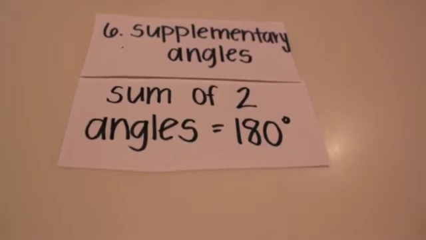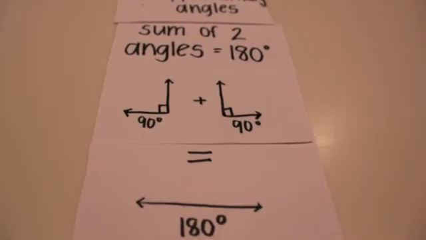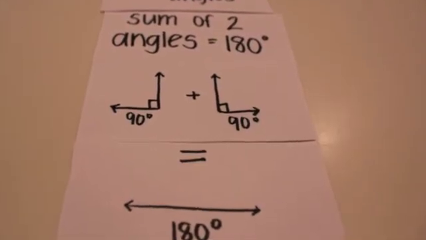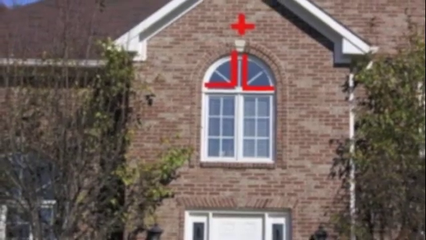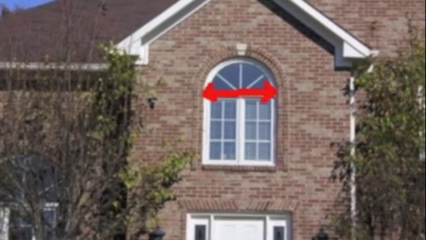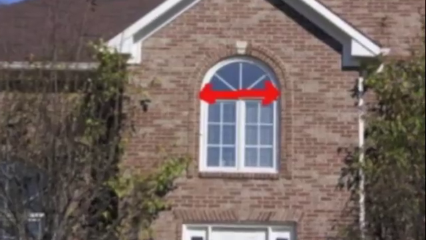Now on to supplementary angles. Supplementary angles are the sum of two angles that equal 180 degrees. Looks like this. You can see there's two 90 degrees, and then they equal a 180 degree.